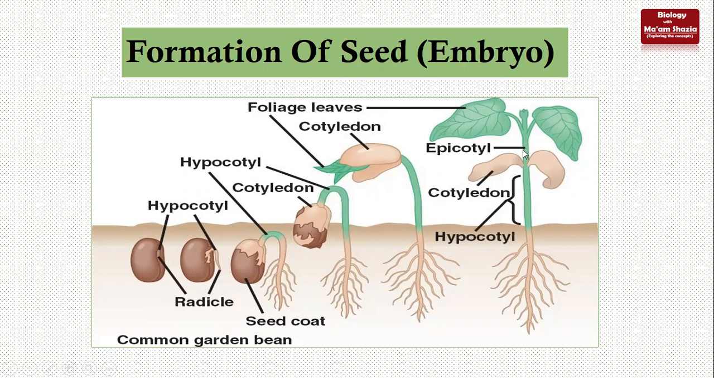The epicotyl is present between the cotyledon and the plumule, and the hypocotyl is present between the cotyledon and the roots or radicle, right? Once again, I'm going to repeat: the epicotyl is present between the cotyledons and the plumule, and the hypocotyl is present between the cotyledon and the radicle, right?